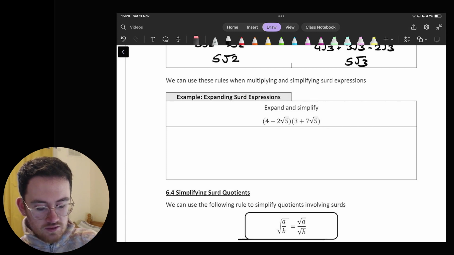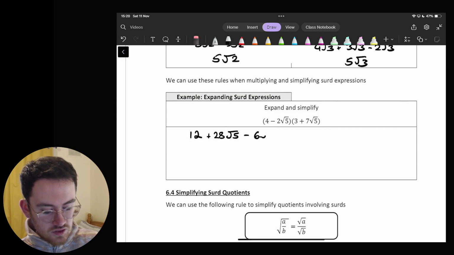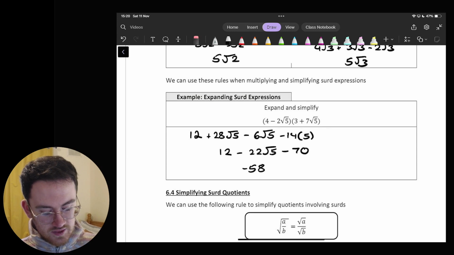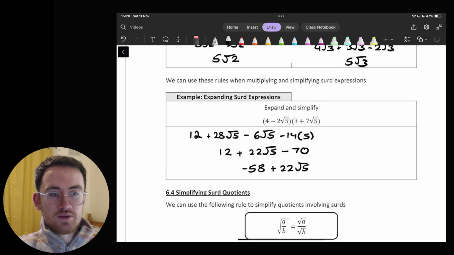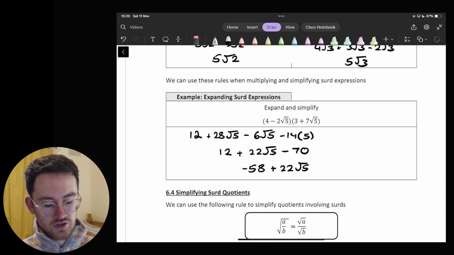So if I'm multiplying this out, 4 by 3 gives me 12. 4 multiplied by the 7 root 5 will give me 28 root 5, minus 6 root 5, and minus 14, and root 5 by root 5 will just give me 5 overall. So I get 12 minus 22 root 5 minus 70, which of course gives me minus 58 plus 22 root 5. Okay, and that's just same idea again, just making use of those different rules that we have.